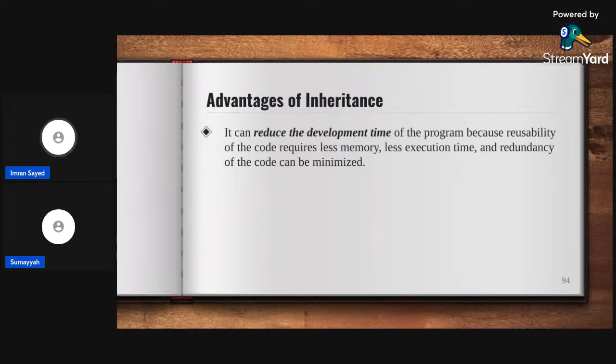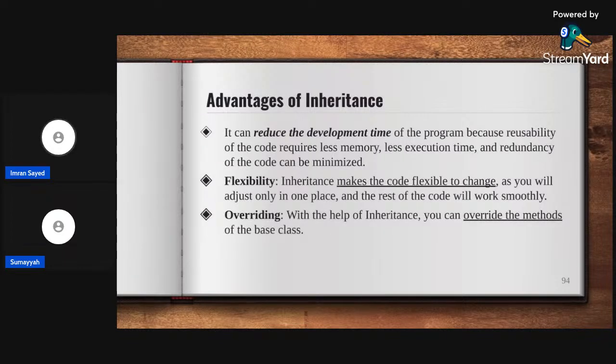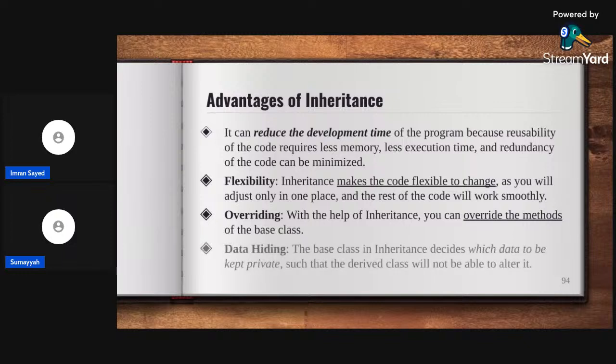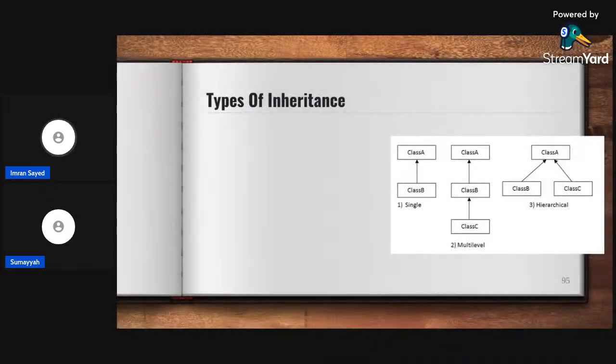Advantages: it can reduce development time, offers code reusability. You can achieve overloading and overriding with the help of inheritance. Flexibility makes the code flexible to change, as you'll be able to adjust in one place and the rest of the code will work smoothly. Data hiding: the base class in the inheritance decides what data to be kept private and that the derived class will not be able to alter it. Types of inheritance: we already discussed that.